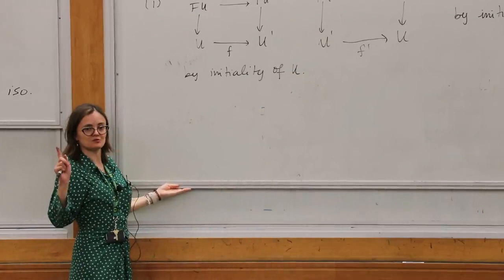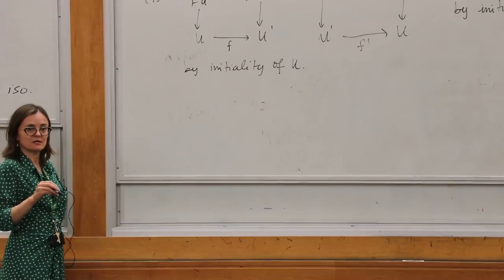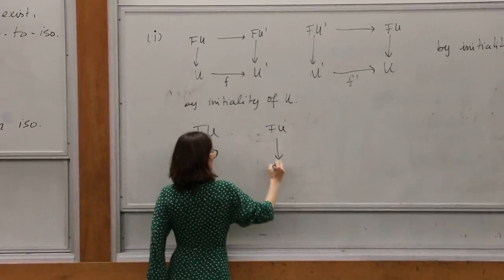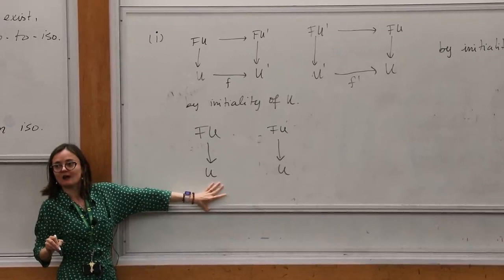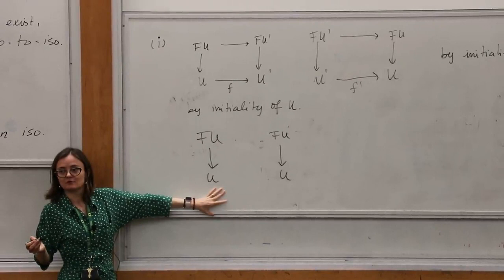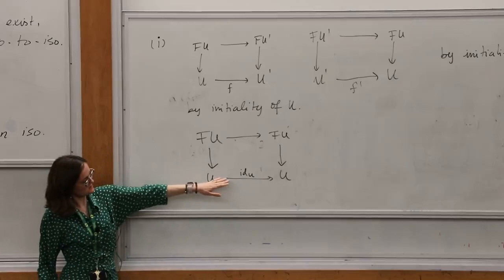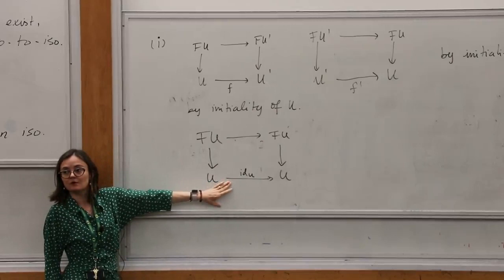We're going to use the uniqueness part of initiality, because what else we know from the fact that U is an initial algebra? Well, we know that there is a unique map from U to itself. So what map is that? So the identity is a unique algebra map from U to itself.